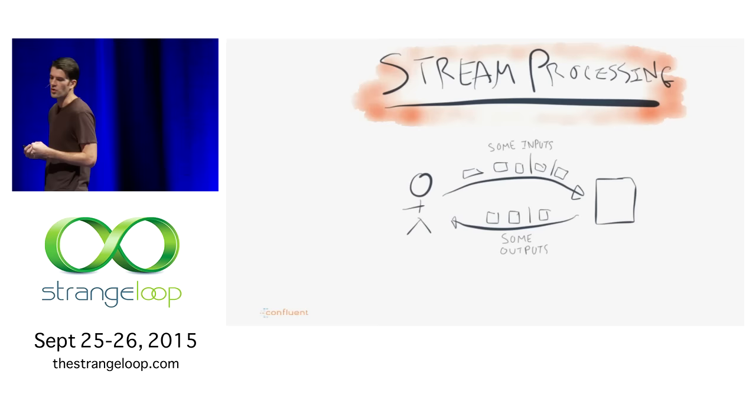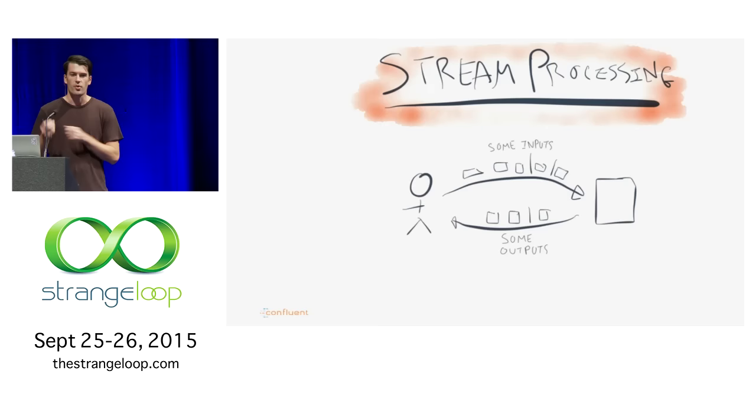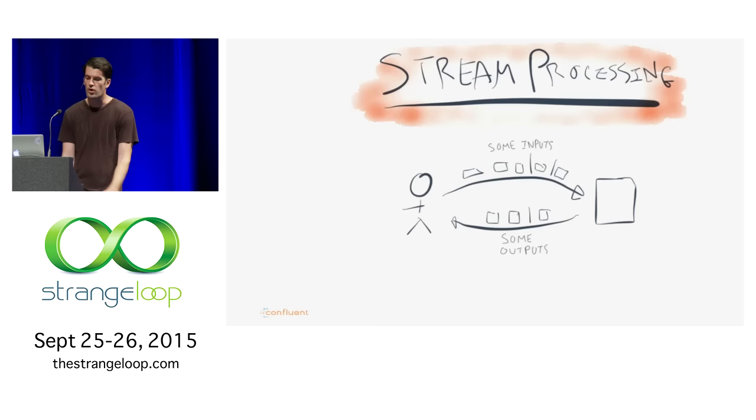So it could, for every input, produce an output. And it could take all the inputs and then produce a bunch of outputs. But it can also do everything in between. So it's a generalization of these two extremes.